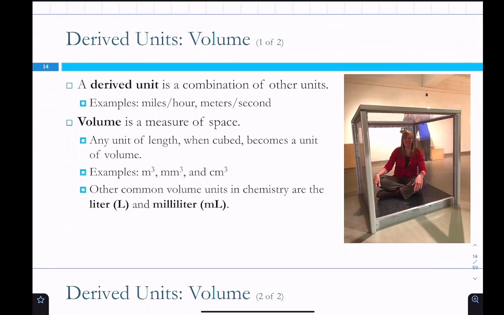So we can describe the volume as something like millimeters cubed, or meters cubed, or centimeters cubed. You could also use feet cubed or miles cubed, that kind of thing. But another common unit that we use for volume is the liter and the milliliter. Now, unlike the cubed versions of length, which give us volume, the liter and the milliliter are not derived units. So we don't have to describe a space as a derived unit when we use liters and milliliters.